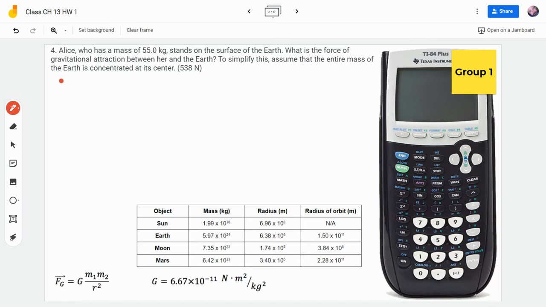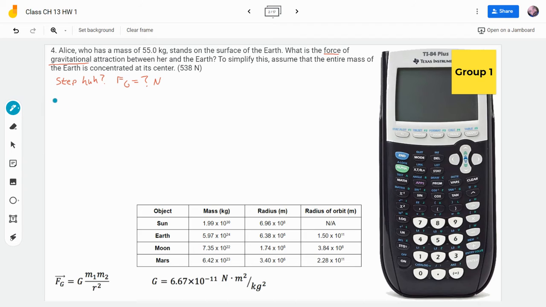So, as always, step one: what are we looking for? What is the force of gravitational attraction? Force, gravity. So we want F sub big G between Alice and the Earth. So that's question mark, and it's going to come in units of newtons because it's a force.